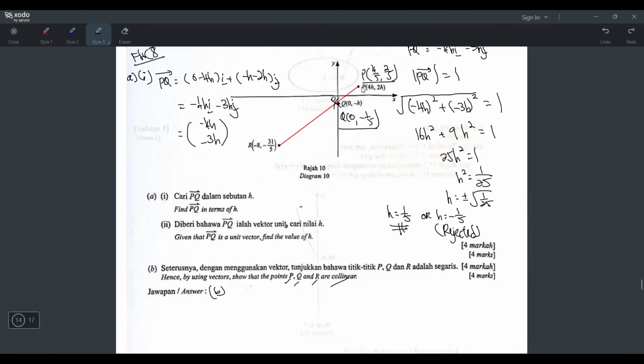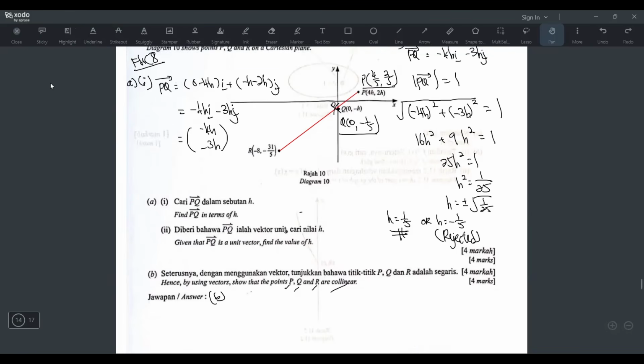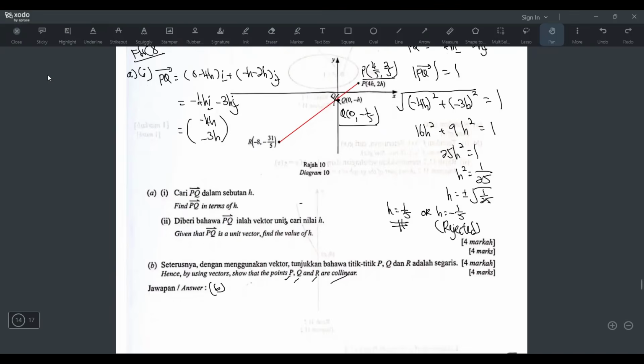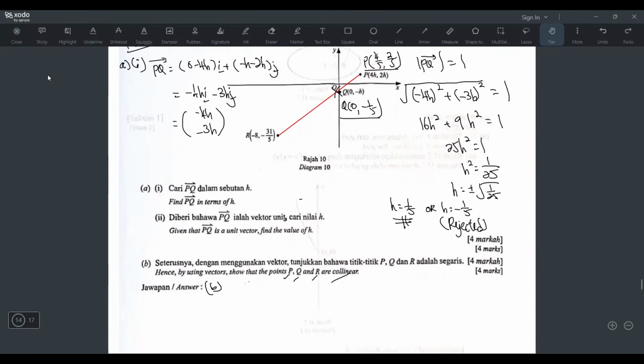But you can also take PQ, PR. It's not necessarily PQ and QR vectors. You can take any two vectors, or maybe PR, QR can also. Just choose any two vectors along this line. So which vector do you want to choose? Okay, if you are smart, you will take PQ. You know why? Because you already have the PQ vector, because you did it here already. So PQ vector is negative 4h, negative 3h, right?